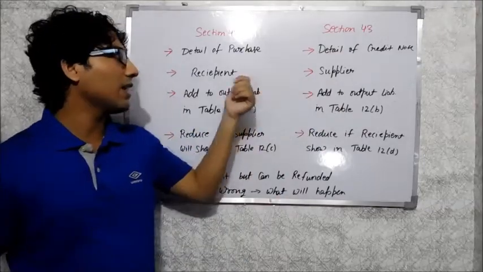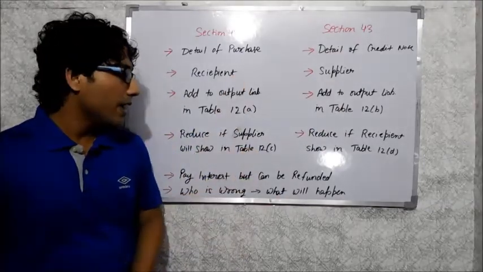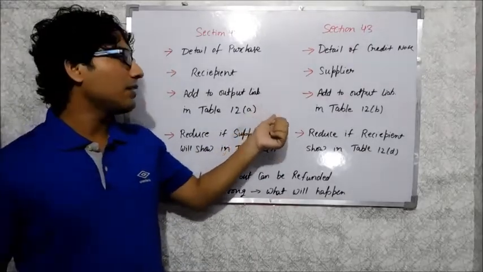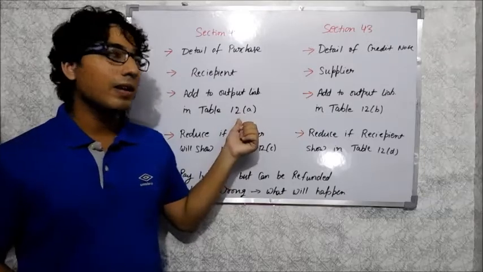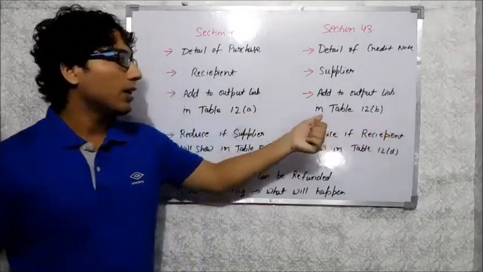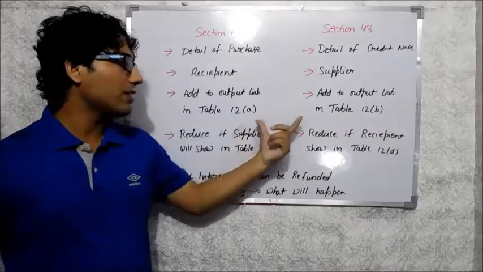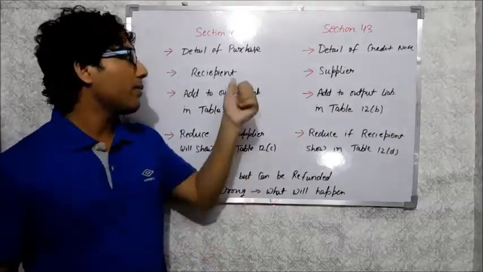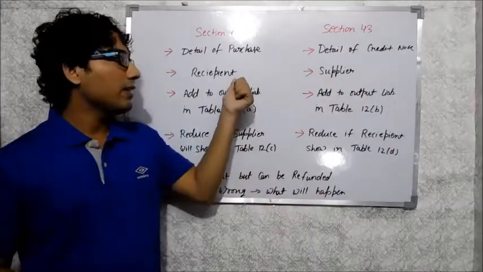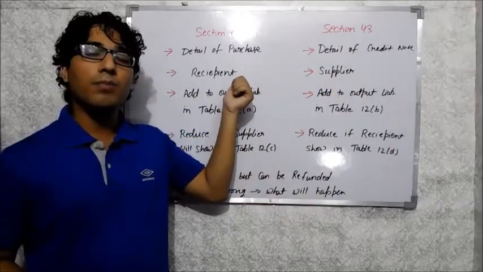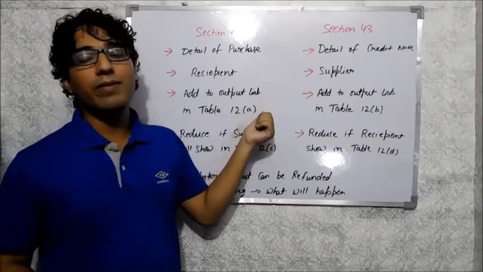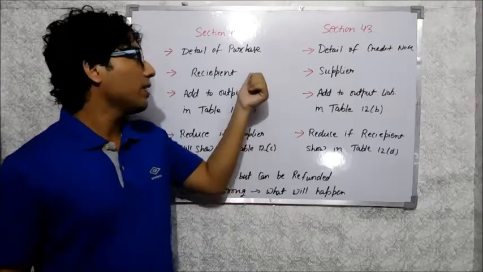of the supplier in this case, and in this case the recipient. And where the output tax liability is increased in table number 12A or 12B, in both cases the interest will also be payable by the recipient as well as the supplier from the date on which he took the input tax credit till the date the amount is added to table number 12A of the GSTR2 of the recipient.